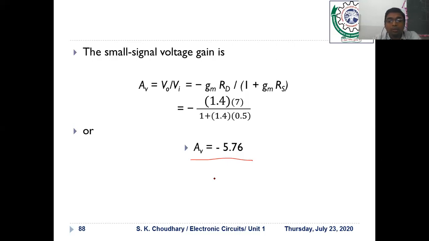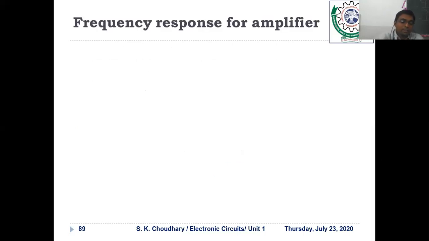Now we have to move to the next topic, that is frequency response of the amplifier. Here we will discuss the frequency response of the common source amplifier, because the common source configuration is mostly used in MOSFET based amplifiers. And the voltage gain of the common source amplifier has a good value. That's why it is mostly preferred as a voltage amplifier.